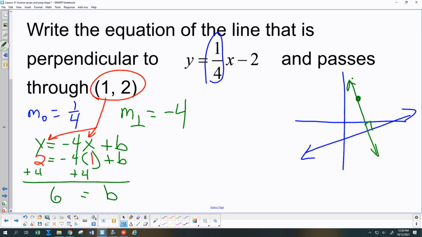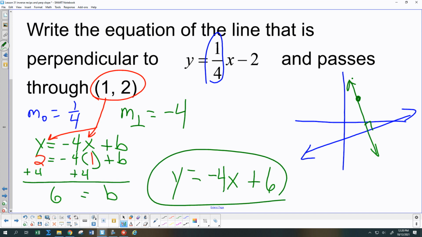So then I have to write my final answer for my perpendicular line. Y equals, I know the perpendicular slope needs to be negative 4. Don't go back to the original. Don't forget the x. Plus 6. Y equals mx plus b, not y equals m plus b. Don't forget the x. Don't forget the b. Don't go back to the original m. Thumbs up, thumbs down. Where are we with that one?